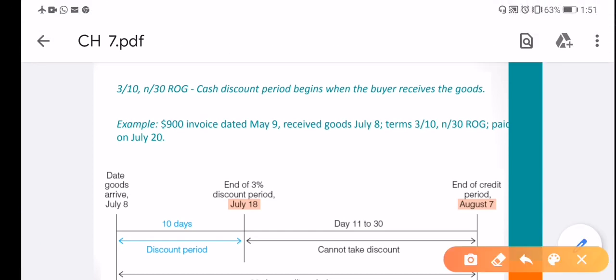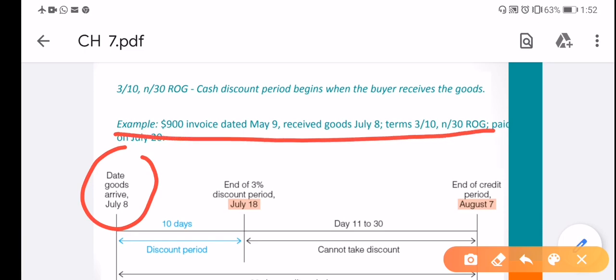So we can just show you here. This is the date when we receive the goods, and then from here up to here we have 30 days, and you get a 3% discount within the first 10 days. It means from here to here.